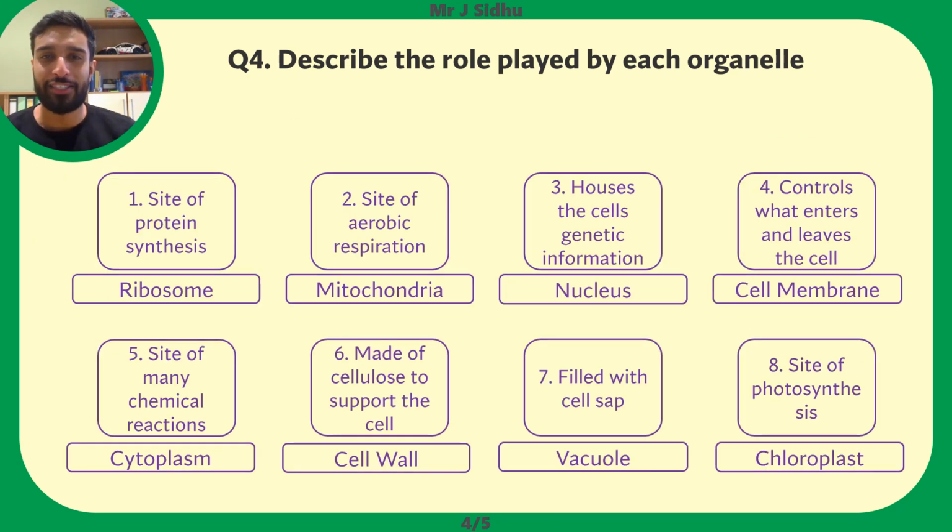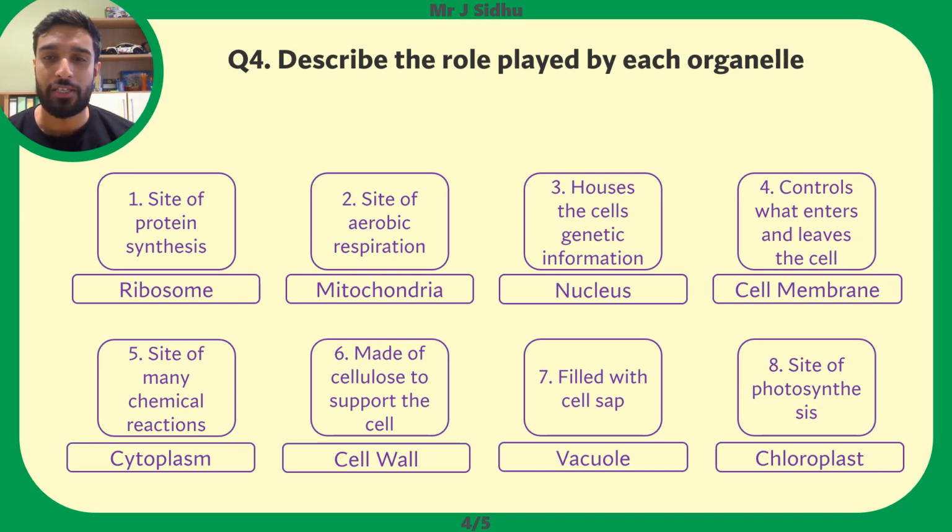And now the answers for question number 4. So the site of protein synthesis was indeed the ribosome. The site of aerobic respiration was the mitochondria. The location in the cell which houses all the cell's genetic information, or DNA, was indeed the nucleus. The cell membrane controls what enters and leaves the cell. The cytoplasm is the site of many chemical reactions. The cell wall is made of cellulose, and that is designed to support the cell.